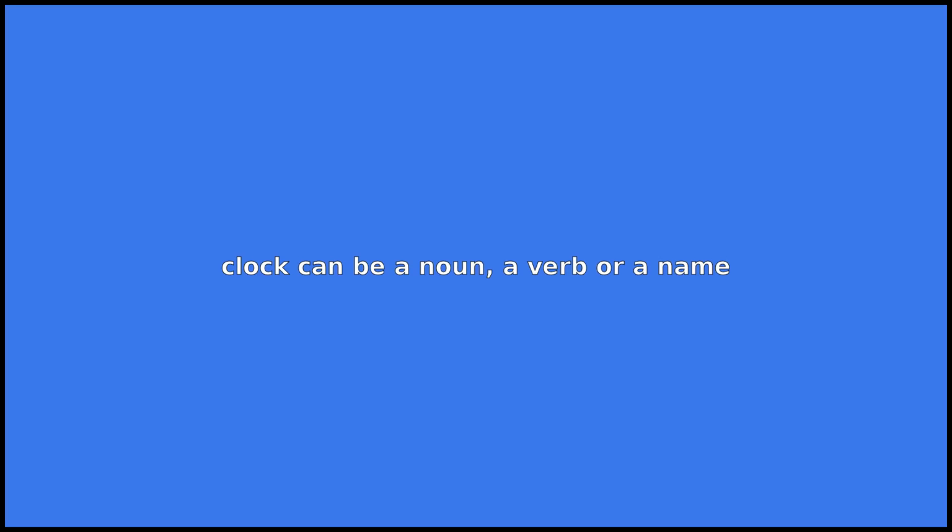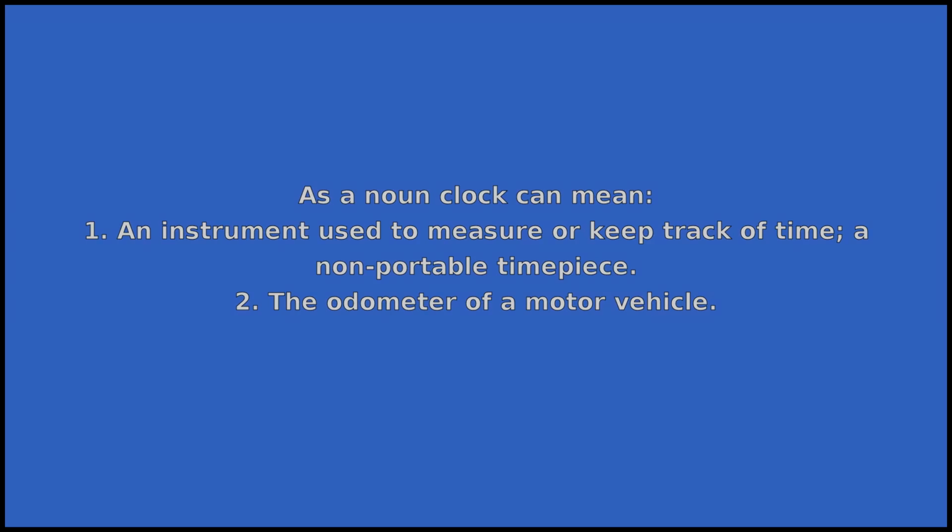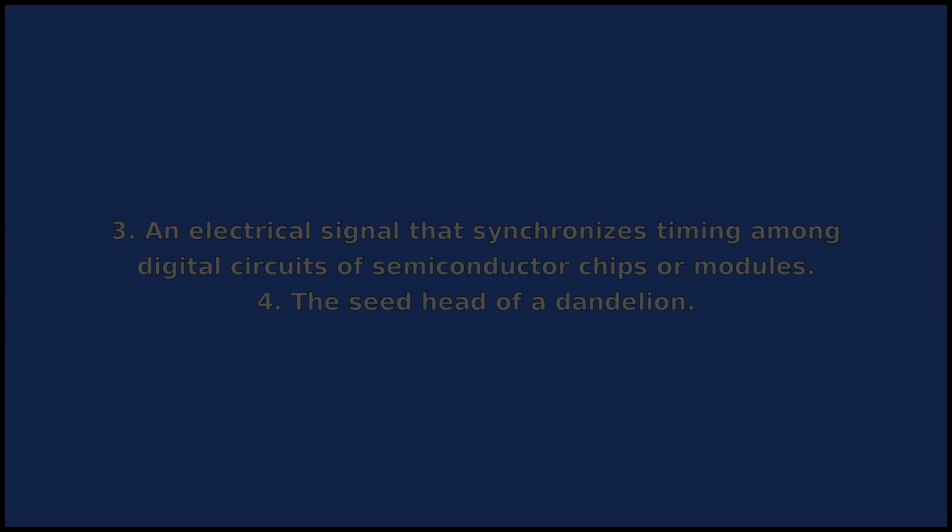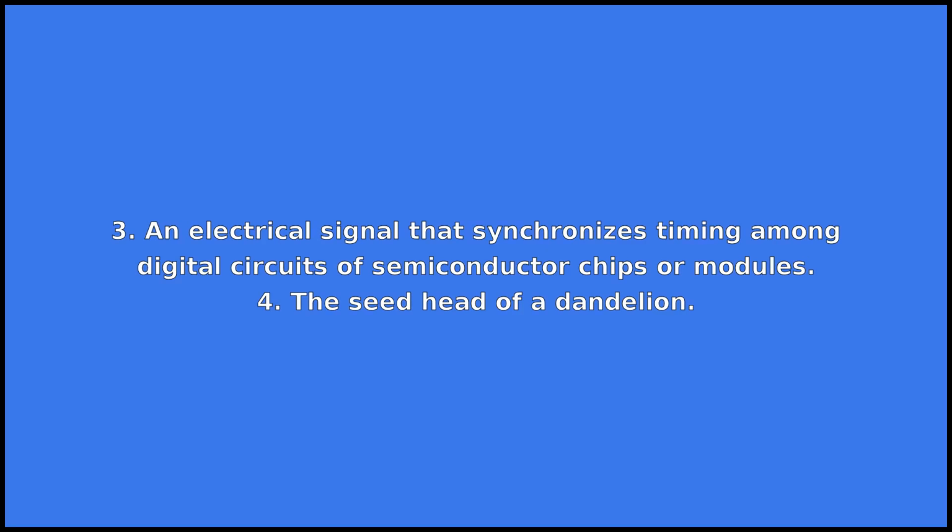Kl˾ak can be a noun, a verb or a name. As a noun, kl˾ak can mean, 1. An instrument used to measure or keep track of time, a non-portable timepiece. 2. The odometer of a motor vehicle. 3. An electrical signal that synchronizes timing among digital circuits of semiconductor chips or modules.